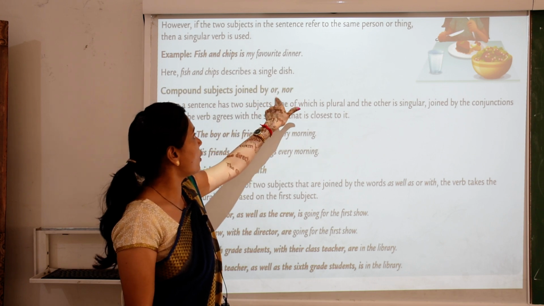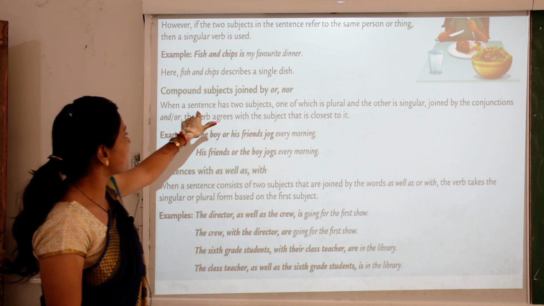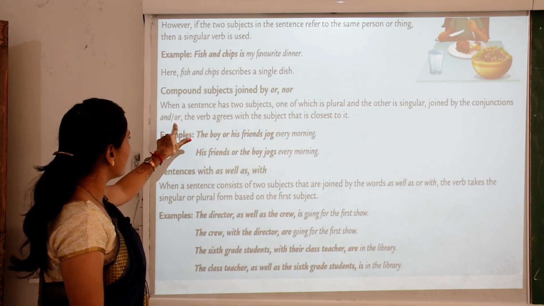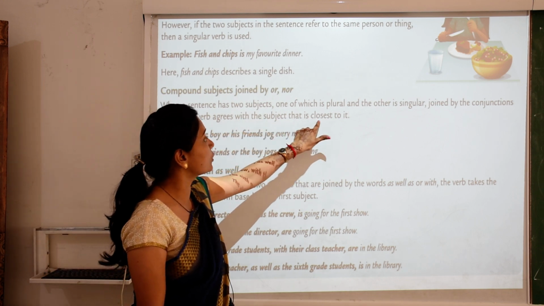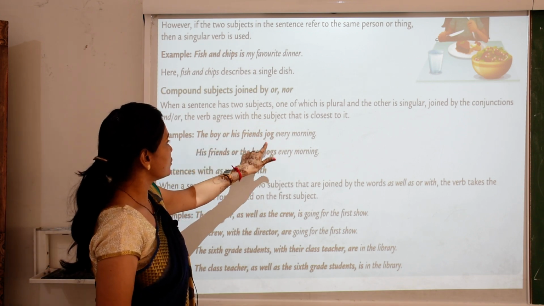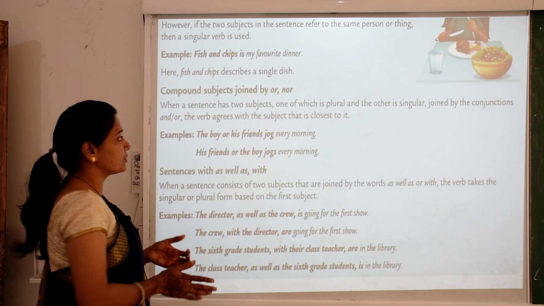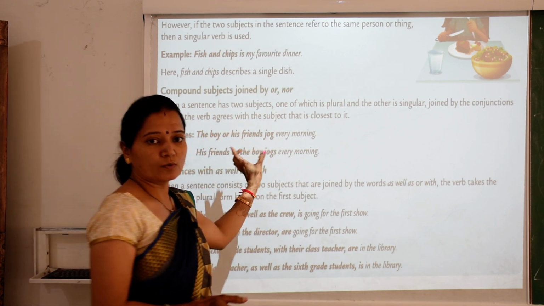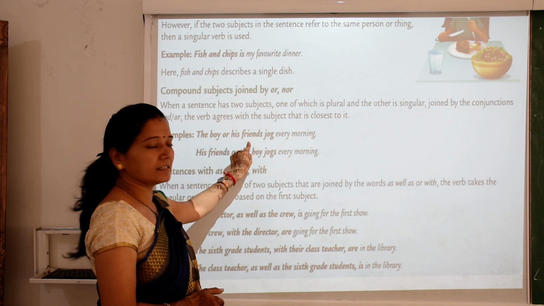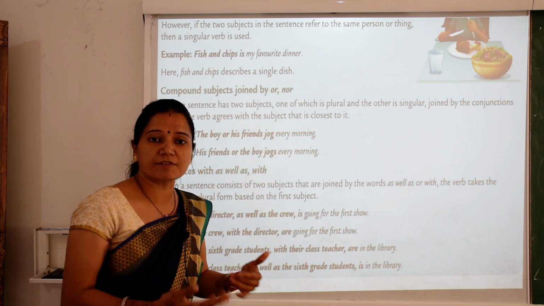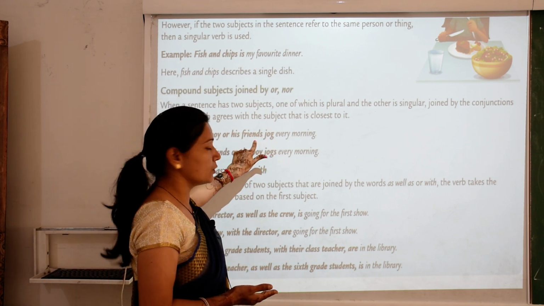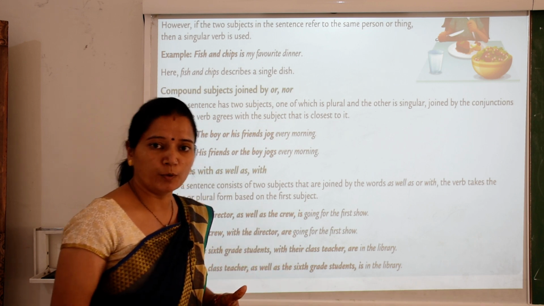Compound subjects joined by or, nor. When a sentence has two subjects, one of which is plural and the other singular, joined by the conjunction or, the verb agrees with the subject that is closest to it. Let's understand this with an example. The boy or his friends jog every morning. Here, as you can see students, these two nouns are joined with or, but the nouns are different: one is in the singular form and one is in the plural form. So how will we place the verb? We'll place the verb according to the closest noun. If it is in the plural form, we'll write the verb in the plural form.